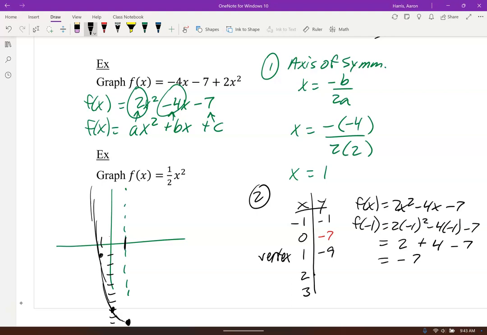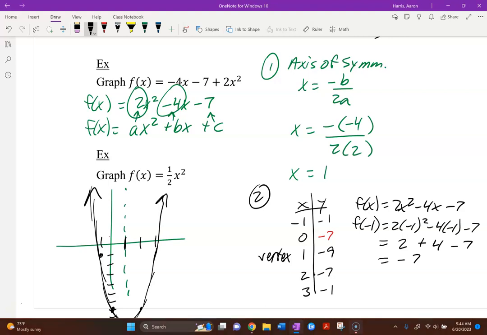Hits this. I would plug 2 in, and by the way, you'll get that. And 3 in, and you'll get the negative 1. So here, and you can kind of see that U shape right there. Again, let's go ahead and check that. 2x squared minus 4x minus 7. We'll go ahead and we'll throw that in Desmos.